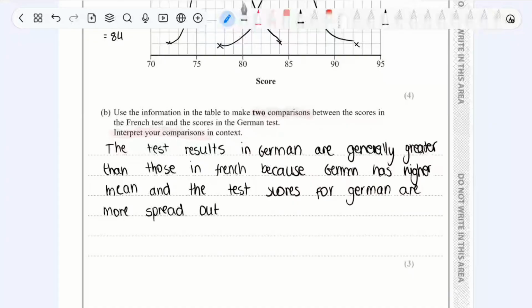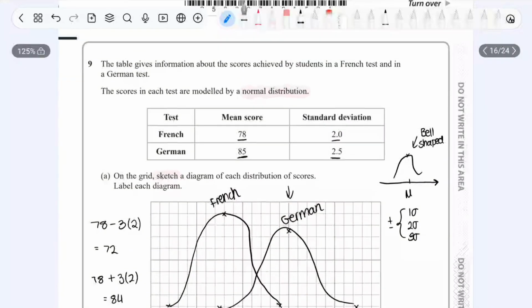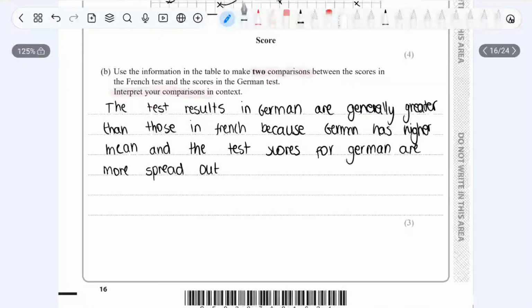Quick pause, I'm just going to clarify what I've written here. I've written that the test results are generally greater because of the higher mean, and now I'm going to write that the test scores for German are more spread out, and we can see this because of the higher standard deviation, and that's what it means by interpreting the actual comparison: the more spread out and the generally greater scores.